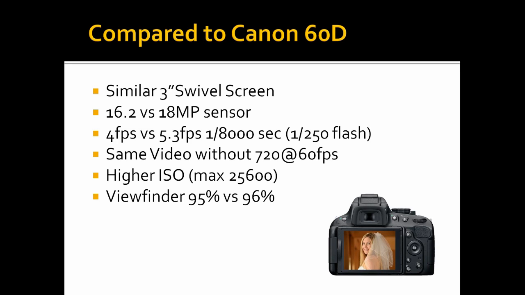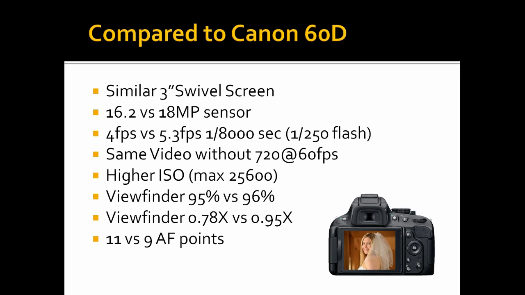The Canon has a slightly wider range at 96 versus 95, but that'll be barely noticeable. And what will be noticeable is the viewfinder on the Canon at 0.95 times versus 0.78, so the Canon is definitely going to have a brighter, bigger viewfinder there. Now 11 versus 9 AF points, but here the Canon 60D actually has 9 cross type points, so they're all the advanced type autofocus points, so it's going to be a lot more responsive. And once again the Nikon has those extra in-camera effects.